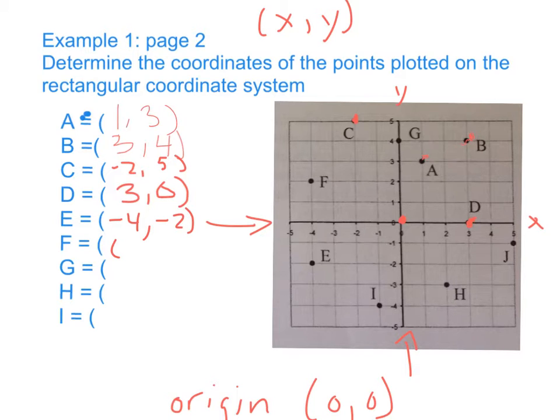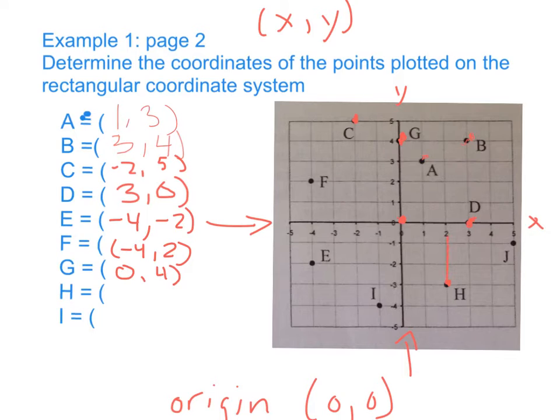F, our x value is -4, our y value is 2. For G, now G is right on the y-axis, so here's G. If we go back to what I said, if a point is right on the y-axis, x has to be 0. See, because there's 0 right there in the middle, so that's my x value. My y value is going to be where the point actually is, so G is 0 and 4.